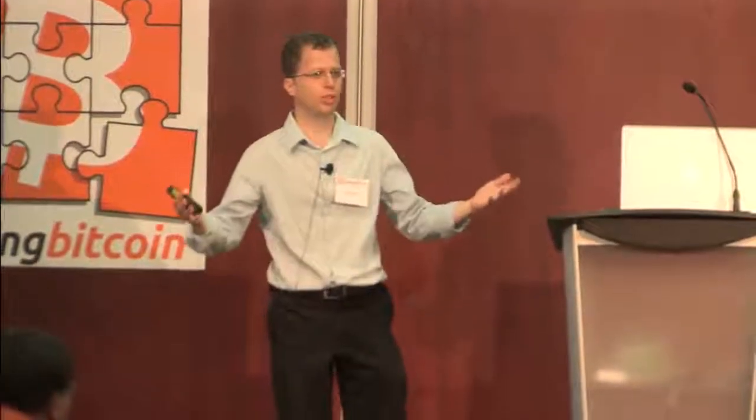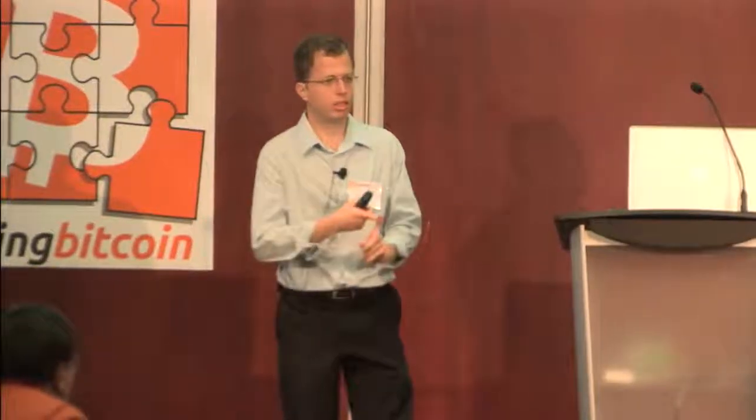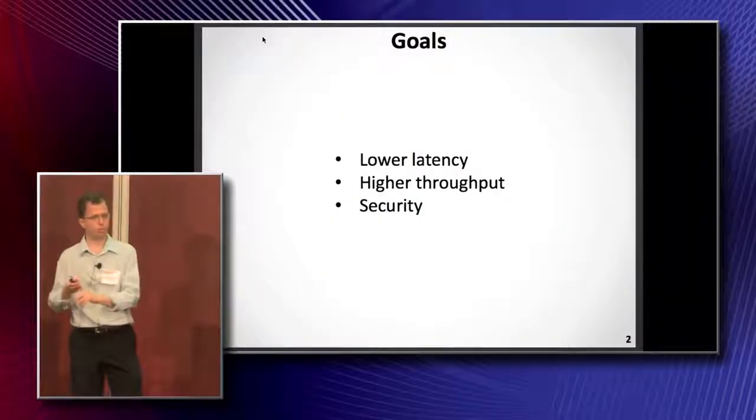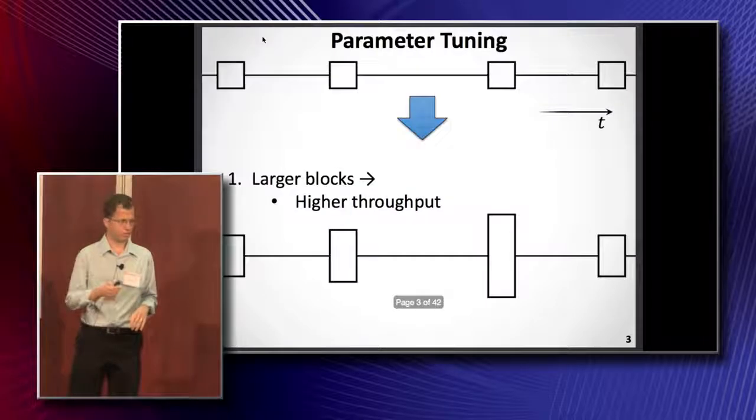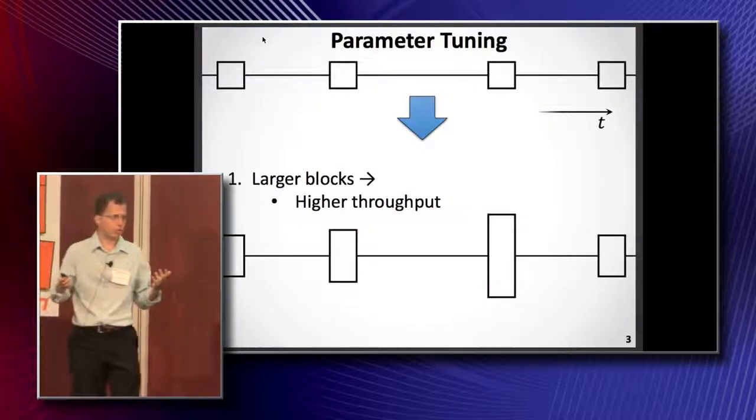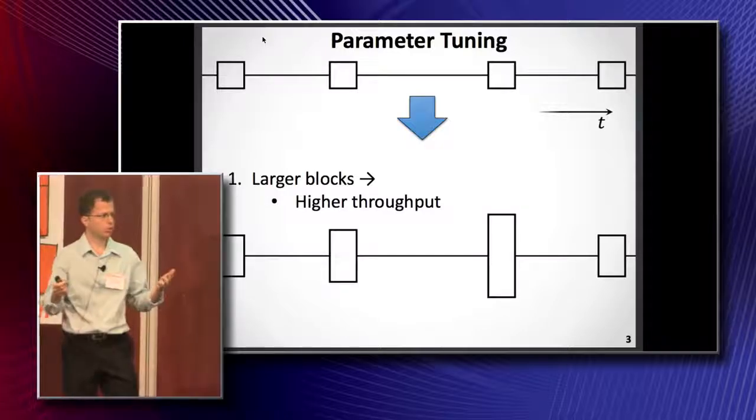Hi, we're talking today about how to scale Bitcoin. What do we want to do when we scale Bitcoin? We want lower latency, we want higher throughput, more bandwidth, more transactions per second, and we want security. How can we do that? We can try to tune the parameters.